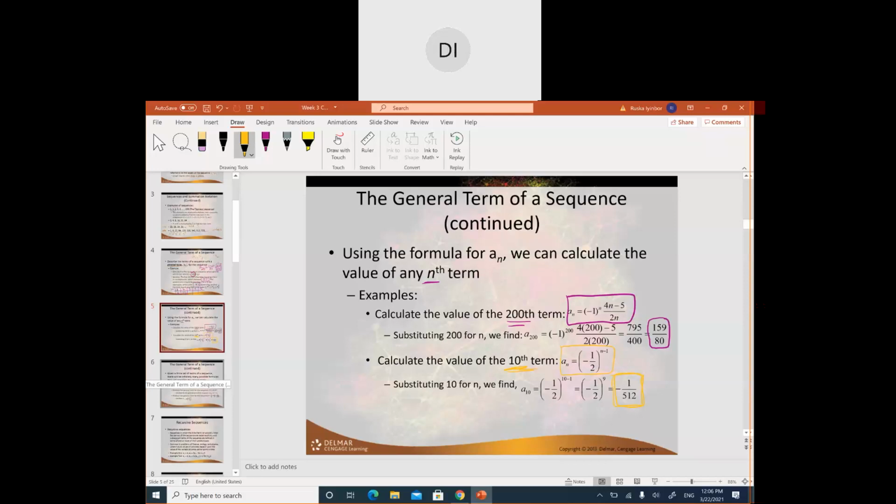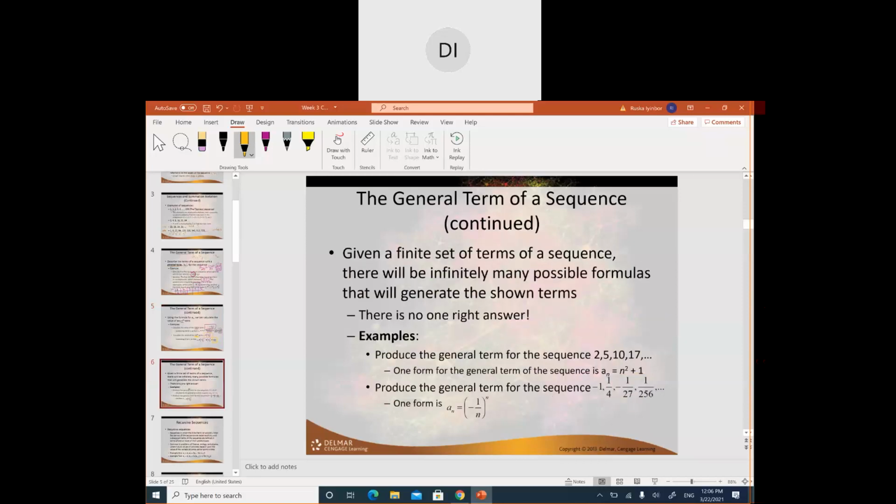Okay. So they give you the formula. If they give you the general term, and they ask you to find the 200th, whatever term they ask you to find, you plug that number into the formula and that's your answer. Okay? Now, the next one we're going to do is we're going to be given a finite set of terms of a sequence.